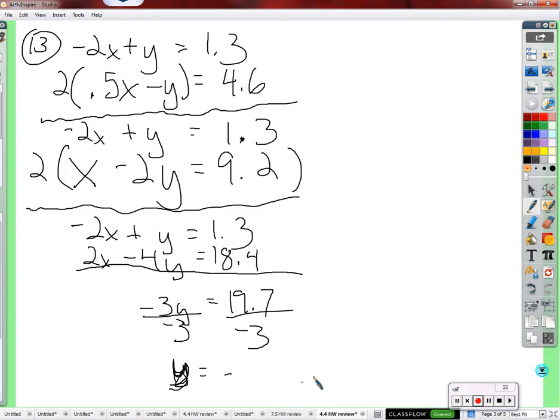19.7. 6.566666667. 10.5. Could you round it? 19.7. You got a 6.5. That's the answer when I was doing this. Wait, it's supposed to be a negative. Well, yeah, that's not going to change it, though. No, it should be positive. No, it's negative. Dude, it's negative. Negative 4y plus y equals negative 3.